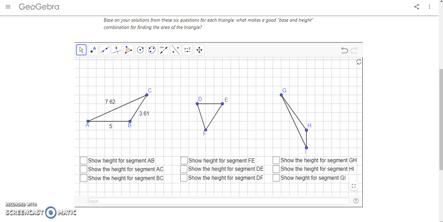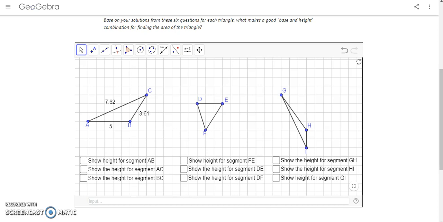And in this case, it would be segment AB. That would be my easiest side to use for my base. Not because it's the quote-unquote bottom, but because it's the easiest to measure. Because that 7 and 6200ths is an approximation. That 3 and 6100ths is an approximation based on the number of digits that I told GeoGebra to allow for measurement. Now, the next part would be, well, what would be the corresponding height?